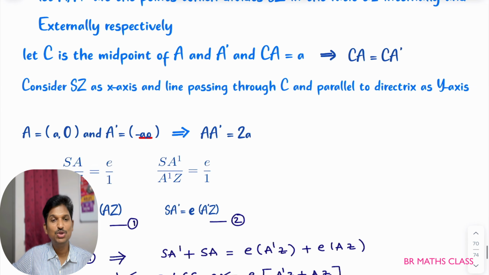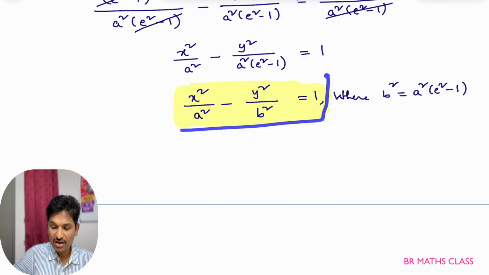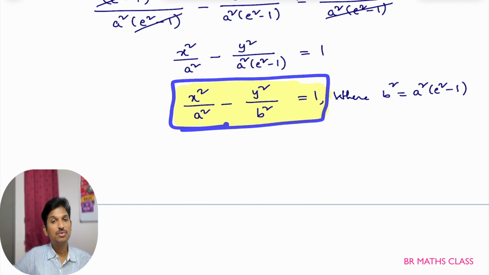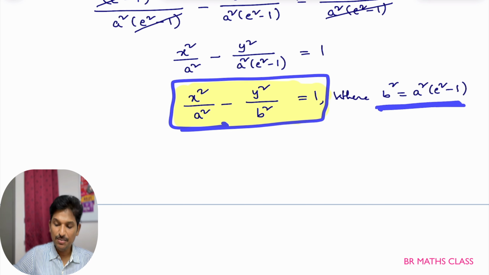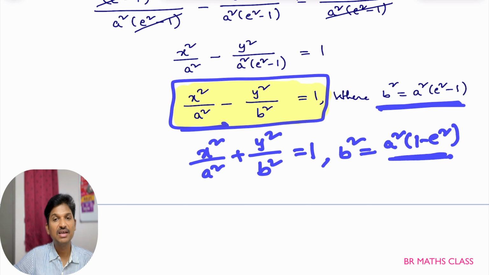So what is the conclusion? The conclusion is x square divided by a square minus y square divided by b square equal to 1 is the equation of hyperbola, where b square equal to a square into e square minus 1. Whereas when it comes to ellipse, x square divided by a square plus y square divided by b square equal to 1, ellipse I am saying, where b square is a square into 1 minus e square.